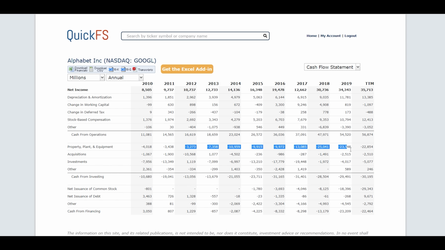How's their capital expenditures grown or shrunk over time? And you can have a look down, net issuance of common stock. Have they been issuing stock, buying it back? Net issuance of debt. Have they been taking on debt or paying back debt over time? And you can just get a really good feel for the company quite quickly just by looking at this one website, QuickFS. It's not perfect, obviously, but it gets you up to speed quite quickly.